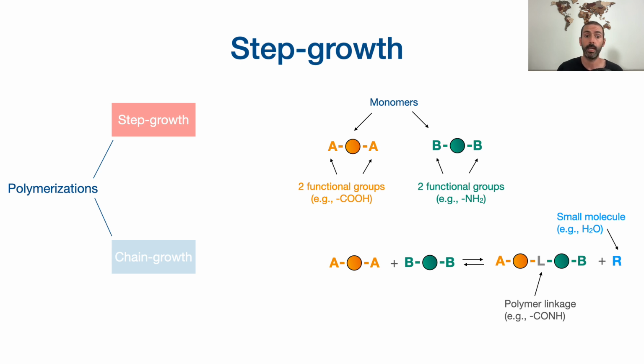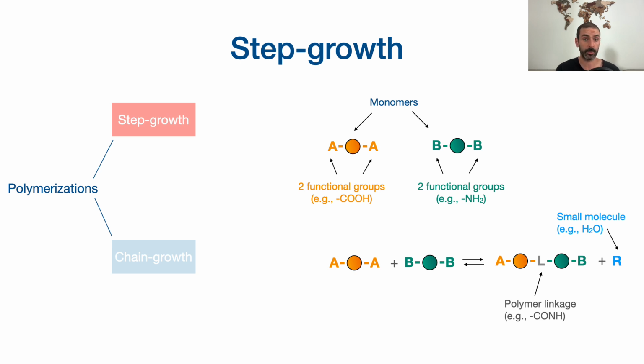So we had at the beginning two monomers with a total of four functional groups, right, 2A and 2B ones, and now we have one dimer, so a polymer chain of length 2 with one linkage, this gray L. The dimer has only two functional groups remaining, 1A and 1B. So what could happen next?